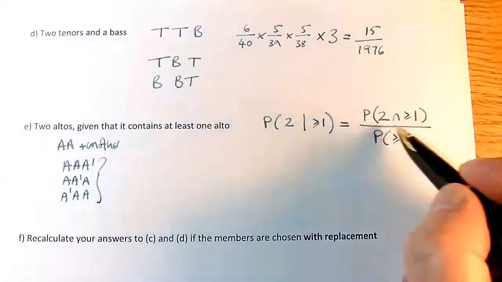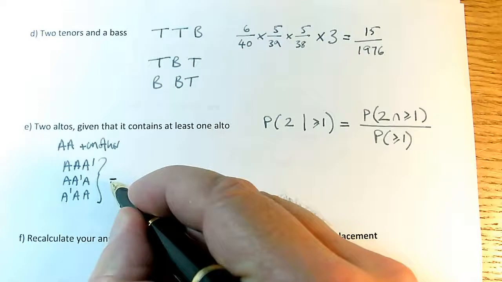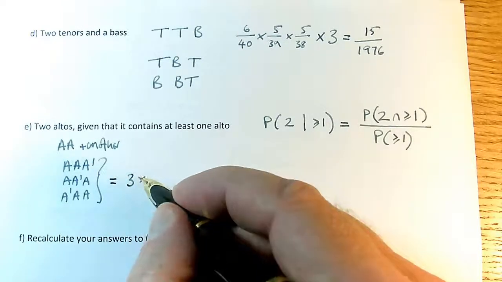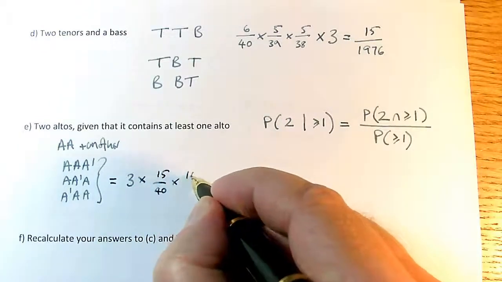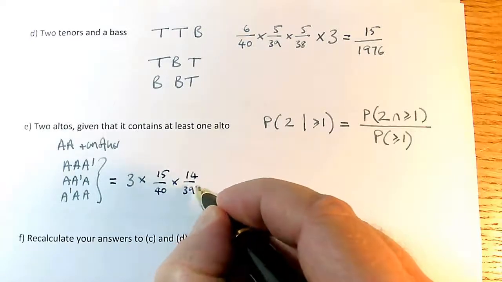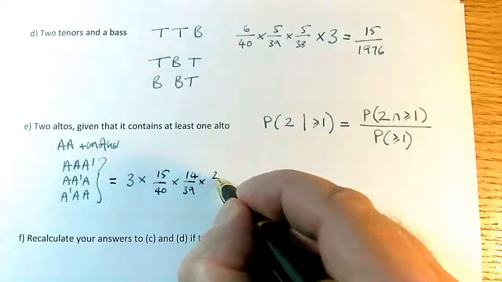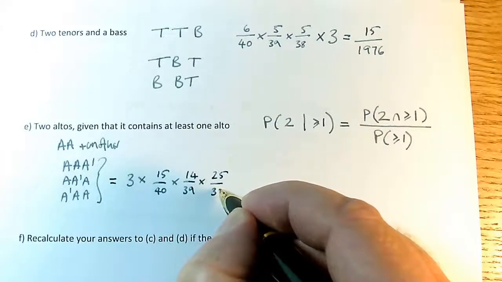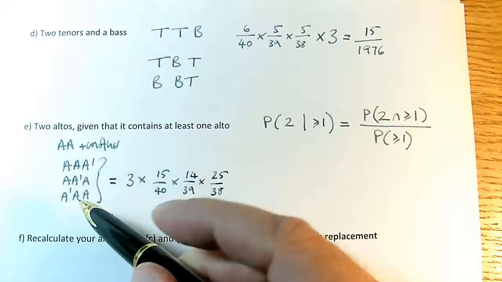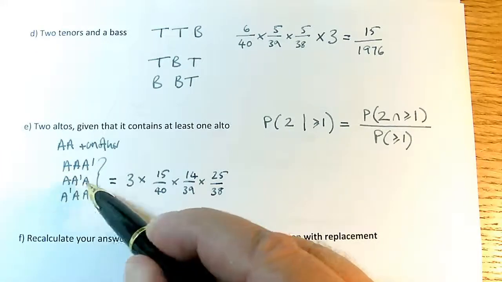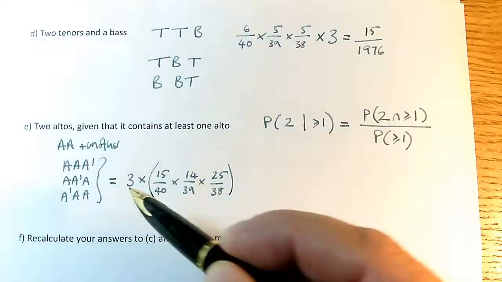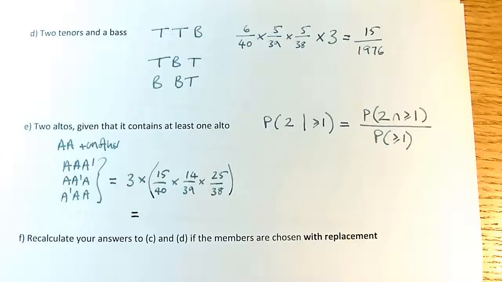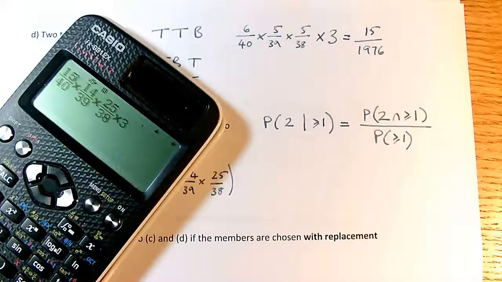So my top probability, that looks a little bit confusing, is just the probability of these, which is going to be 3 times. There were 15 altos, so 15 40ths for the first one. For the next one, 14 39ths, and then for the one not to be an alto, there were originally 25 non-altos, they're all still there, so 25 over 38ths. If I worked out the probabilities for the other two, they'd come out slightly differently in appearance, but they'd be the same as this one here. So I can multiply this one by 3 to get the probability I need for the top. So there's the calculation we've set up, and the answer is 525 over 1976.